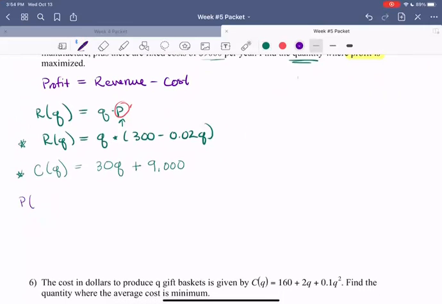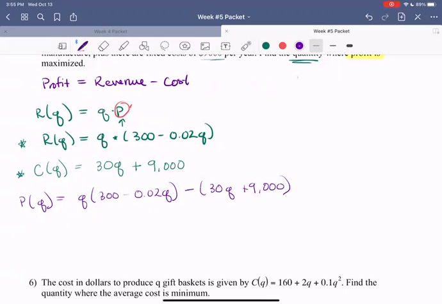So now we can write profit as a function of Q: it is revenue, so Q times 300 minus 0.02Q, minus cost, so we subtract 30Q plus 9,000. At this point, if you didn't compute this profit function on your own, or if you weren't able to get here, please pause the video and try to simplify this function before moving on. All right, and then we'll simplify together.